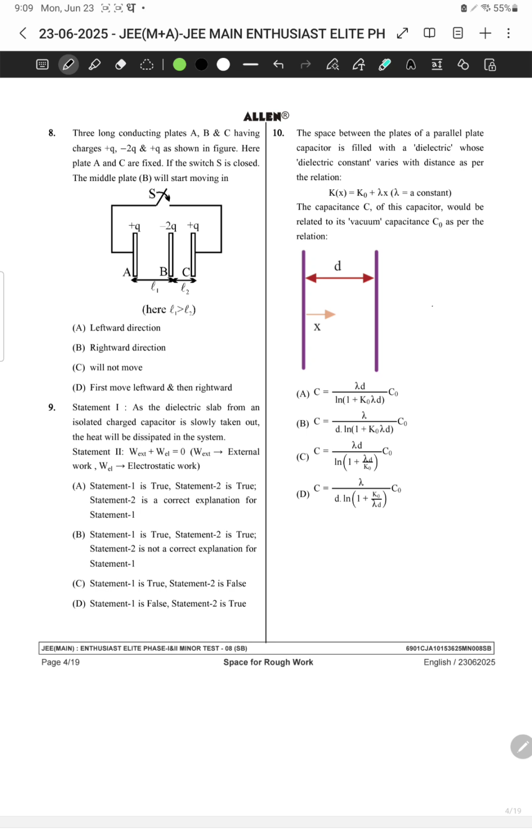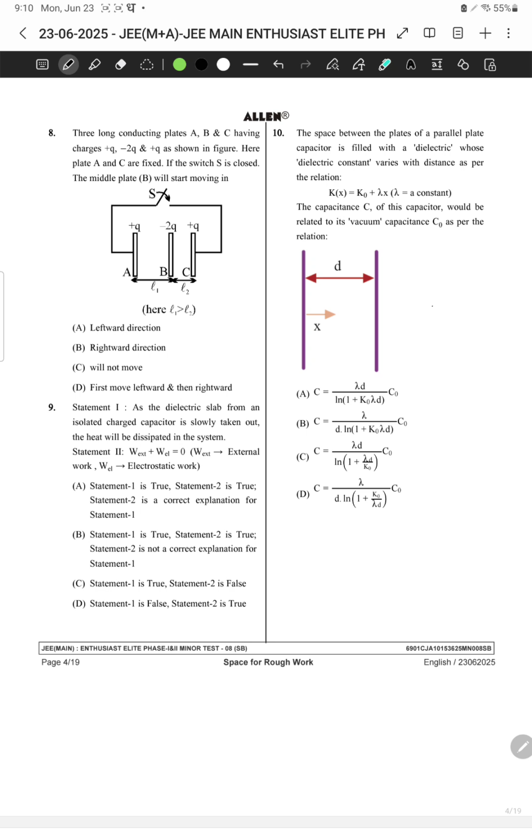Okay, next question, number 8. 3 long conducting plates A, B, C having charges Q, minus 2Q, plus Q as shown in the figure. Here plates A and C are fixed. If the switch is closed, the middle plate will start moving in which direction? So what we'll do here is, first of all, let's see the charge distribution here.